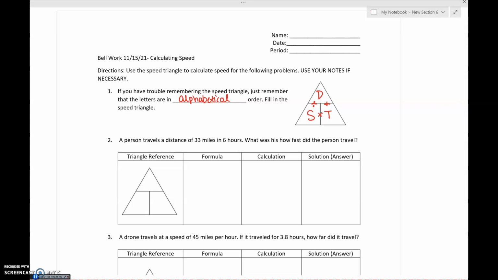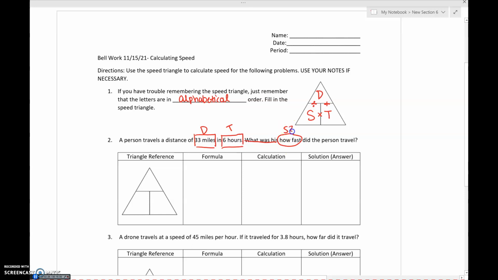A person travels a distance of 33 miles in 6 hours. This is a typo. It wants to know how fast the person traveled. So the easiest way to do this is to put a box around the things that you know and then circle the thing that you're looking for. So we know that he traveled 33 miles in 6 hours. This is our distance, this is our time, and it wants to know how fast, which is our speed.